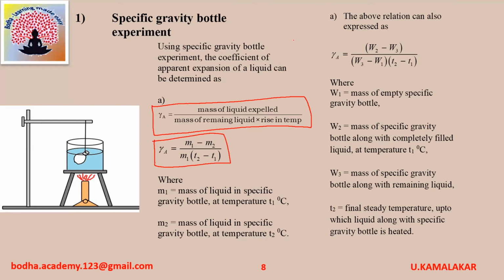The above relation can also be expressed as gamma A is equal to W2 minus W3 whole thing divided by W3 minus W1 whole thing into T2 minus T1, where W1 is mass of empty specific gravity bottle, W2 is mass of specific gravity bottle along with completely filled liquid at temperature T1 degree centigrade. W3 is mass of specific gravity bottle along with remaining liquid. T2 is final steady temperature up to which liquid along with specific gravity bottle is heated.